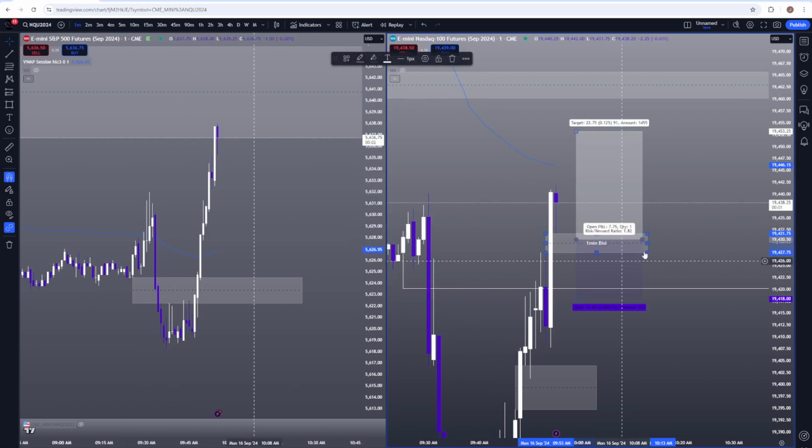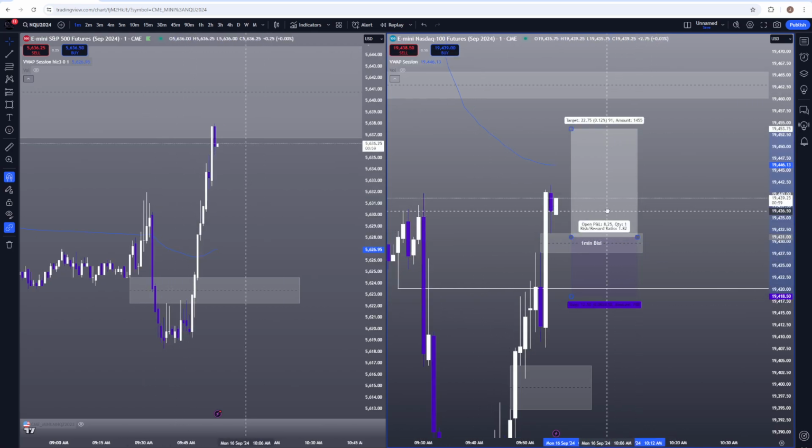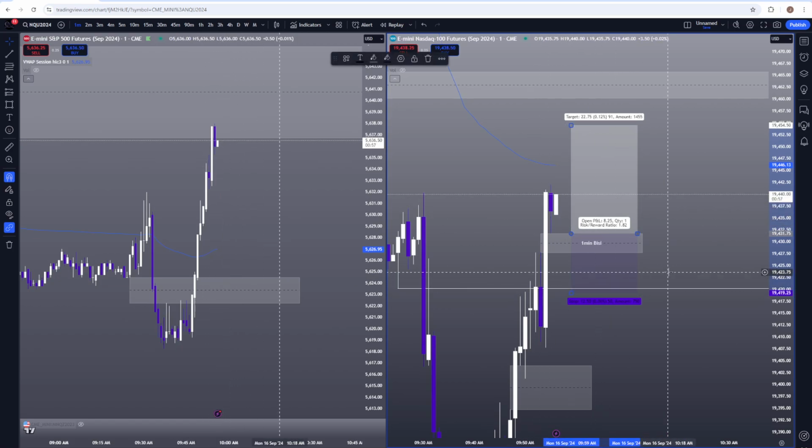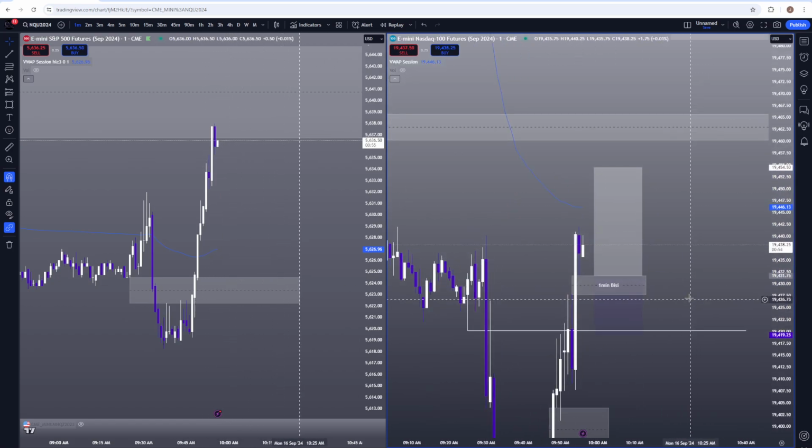So we have a 1 minute busy forming right here. I usually don't really look at the 15-second or 30-second time frame. I know a lot of traders do. That's just never really been something that I look at.